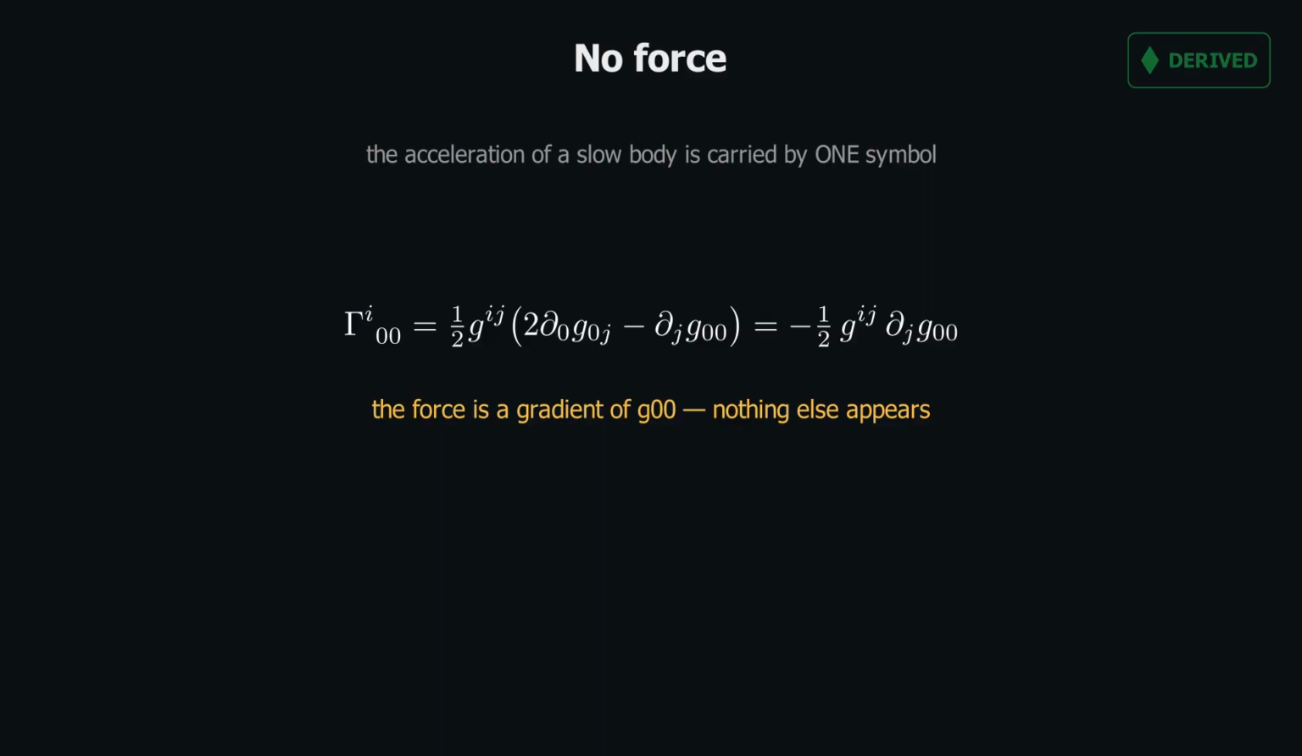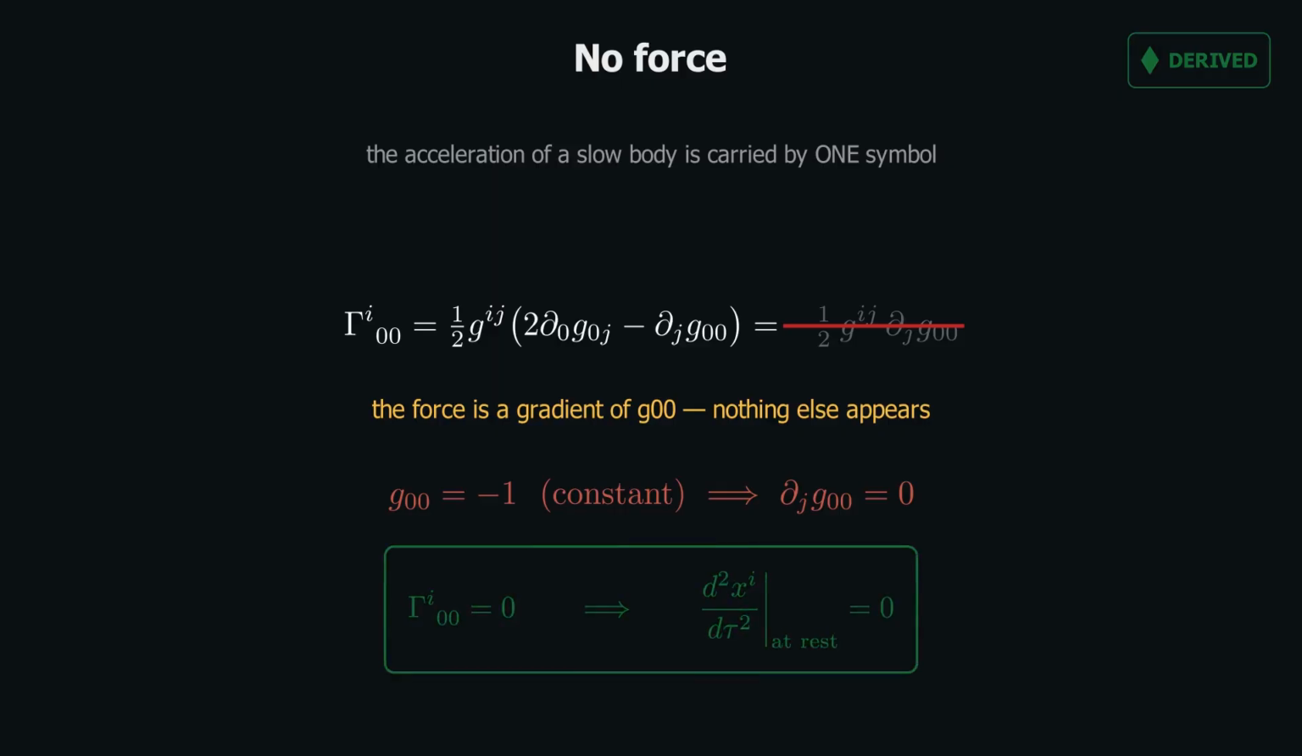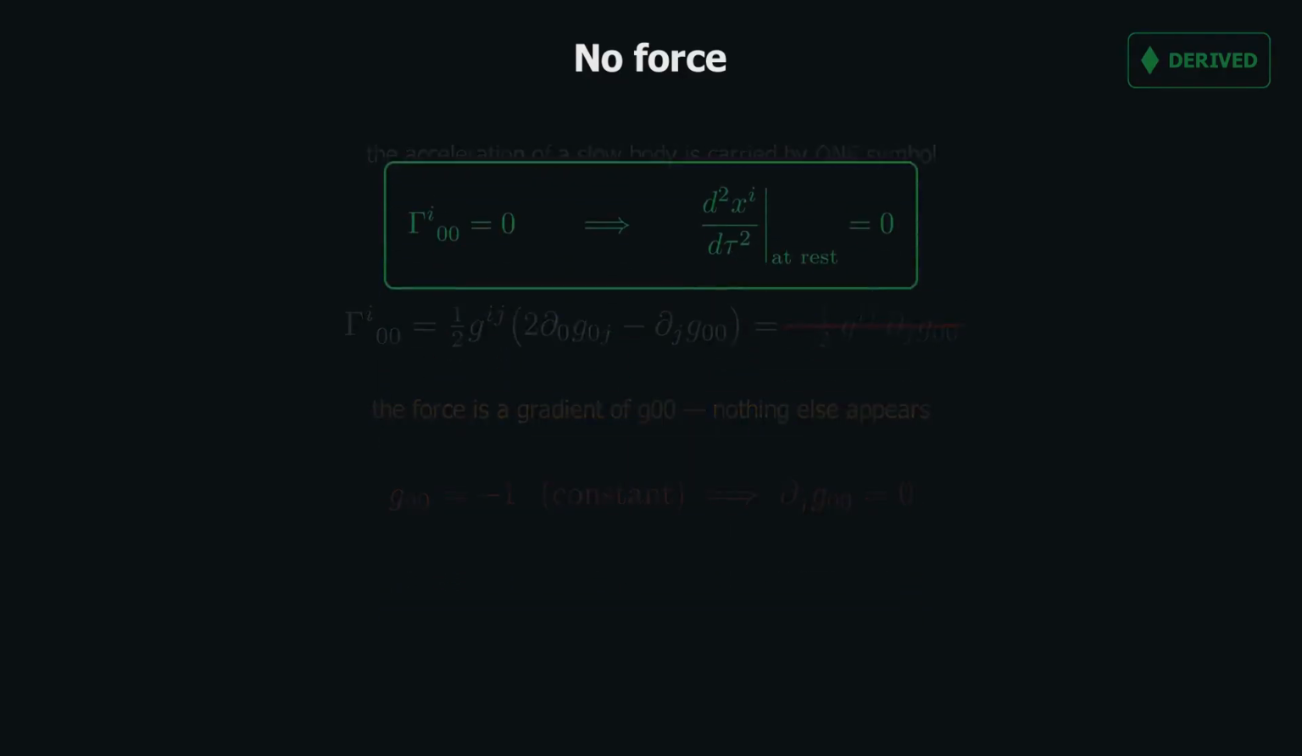Now substitute the ultrastatic value. g00 is -1, a constant, so its gradient vanishes and the whole symbol collapses. A particle instantaneously at rest has a geodesic equation that reduces to precisely that symbol, so its acceleration is 0, not small. Not first order in something. 0. This one is genuinely derived, no approximation, no tuning, nothing but the constancy of the lapse.